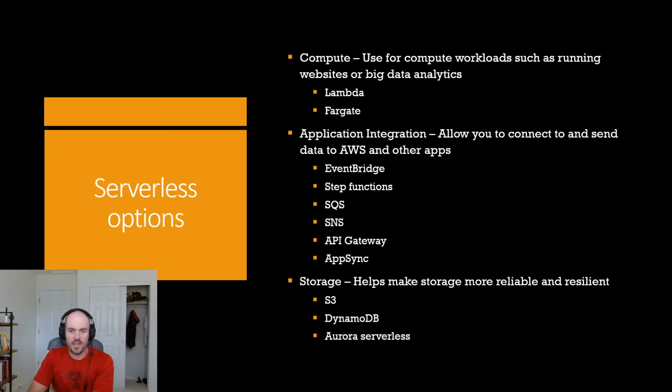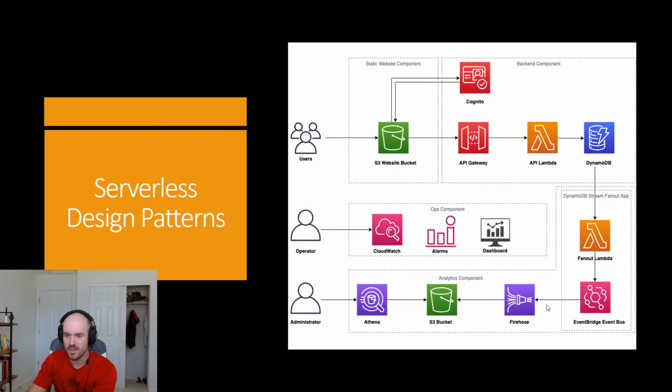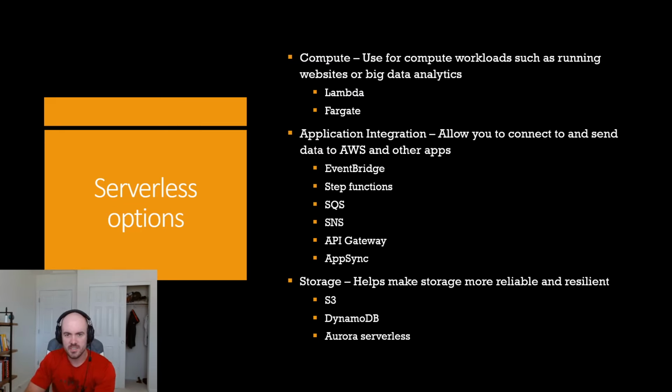Like I mentioned, you've got some options for different categories of services. You've got compute, which we already know is used for things like running websites or big data analytics, and you could use Lambda or Fargate there. You've got application integration, which allows you to connect to and send data to AWS and your other applications. Then you've got EventBridge, which allows you to react to events from event buses that you designate to have sources. You've also got Step Functions, which we looked at earlier, SQS, SNS, API Gateway, and AppSync.